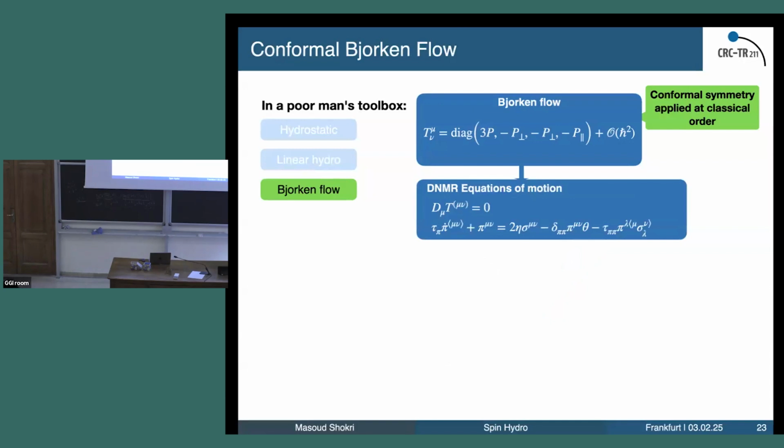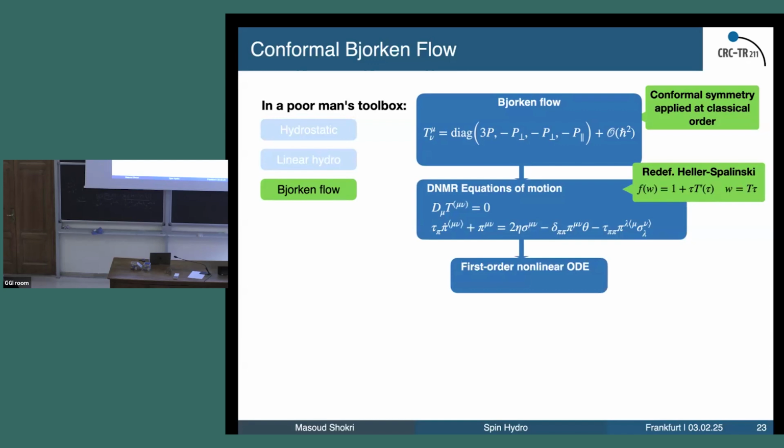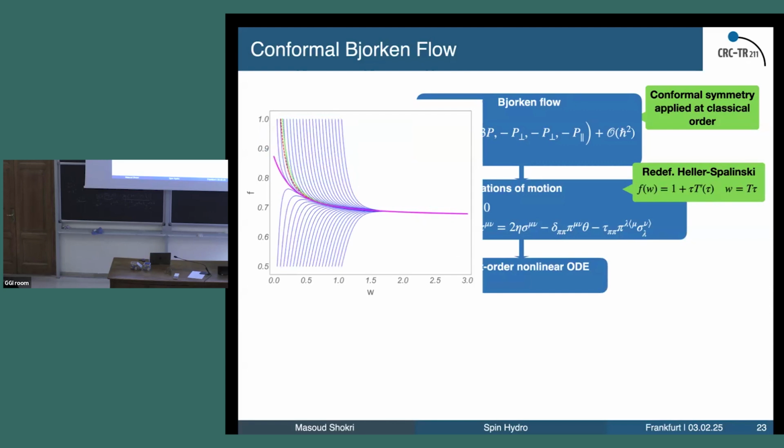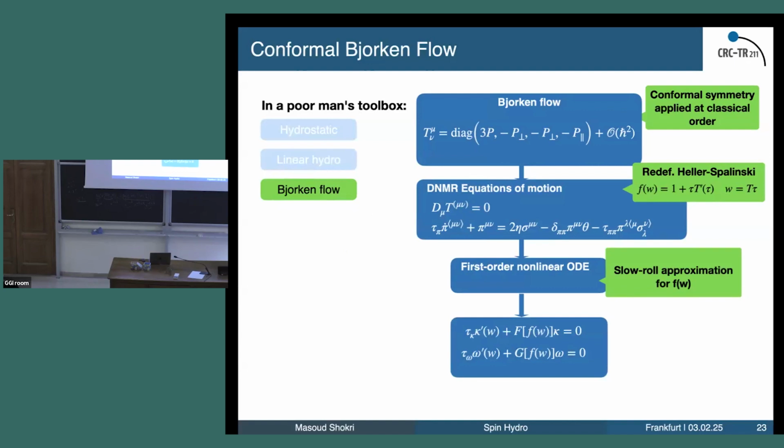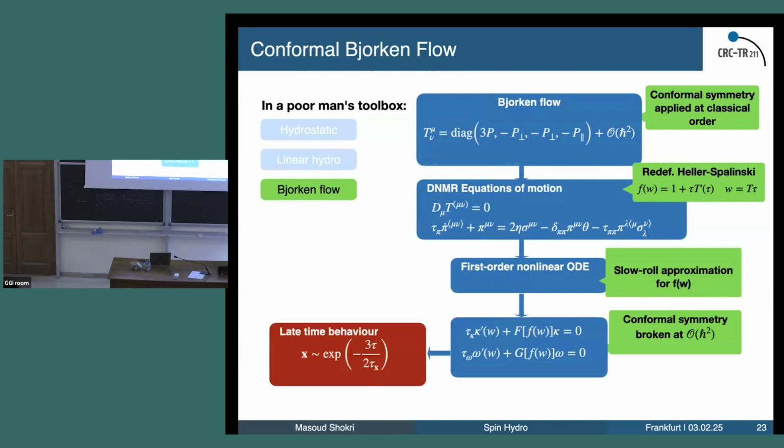Then we use the DNMR equations of motion for the fluid sector, and we use the redefinition by Heller and Spalinski to write these equations as a first order nonlinear ordinary differential equation. And it's known that this has attractor behavior in terms of w, the thermal time. And then for this f, we use a slow roll approximation. We put this into the spin equations, and these equations give you this late time behavior.